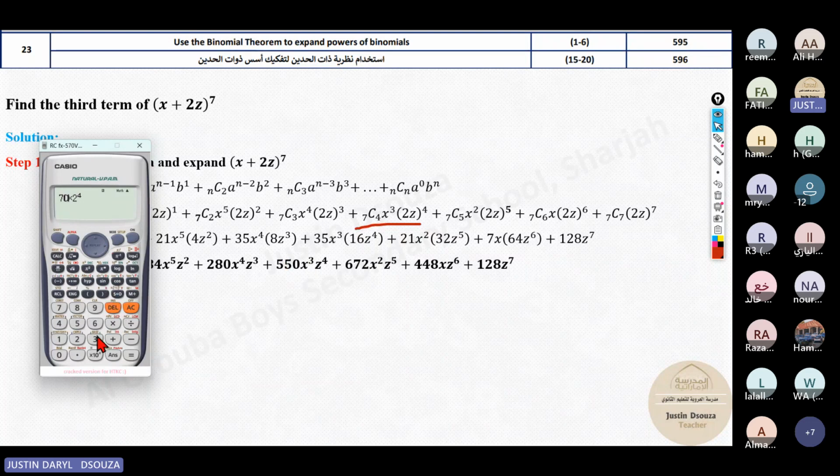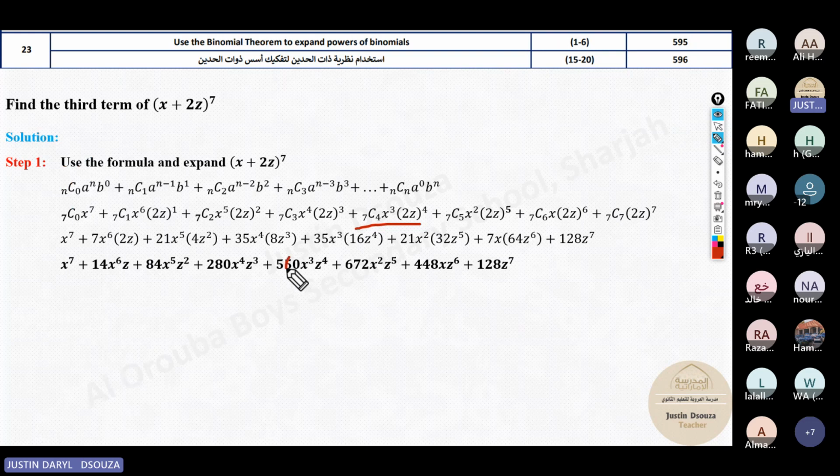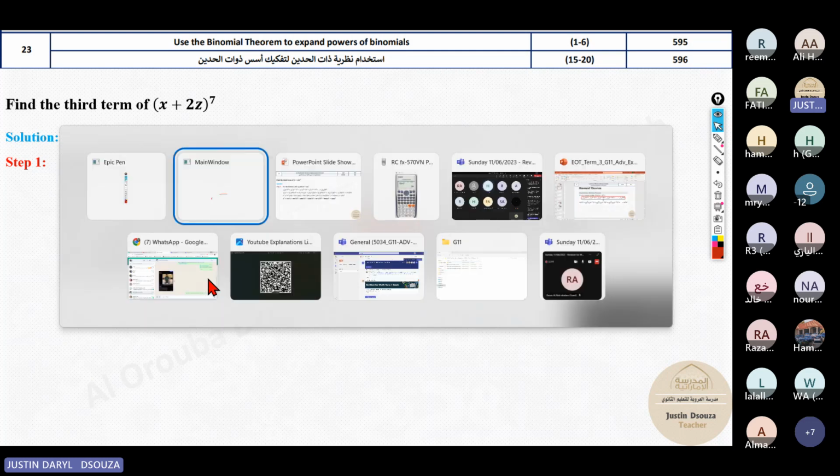Okay, let me just check it over here for other cases. Yeah, I'm so sorry. Over here, the answer is 560. What a fluke. Out of all the terms, I chose the wrong term itself. All the others are correct.